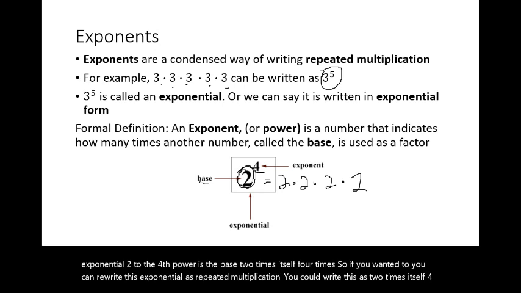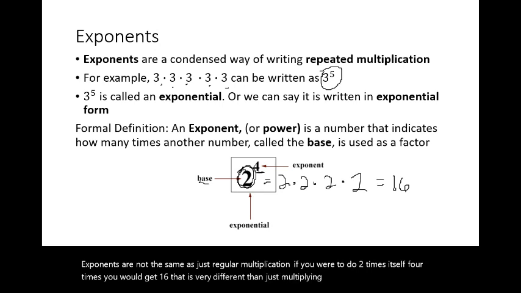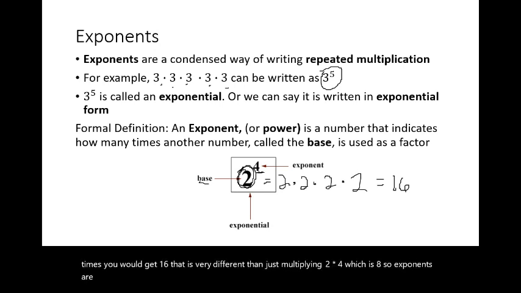Exponents are not the same as just regular multiplication. If you were to do 2 times itself 4 times, you would get 16. That is very different than just multiplying 2 times 4, which is 8. So exponents are repeated multiplication. The base indicates what is being multiplied by itself. The exponent is the number of times it is being multiplied by itself.